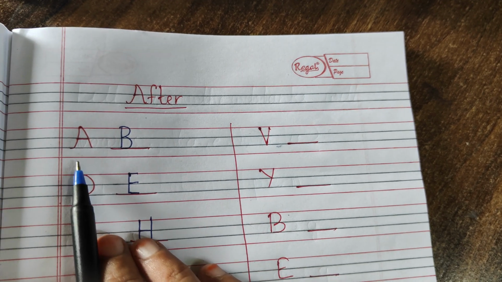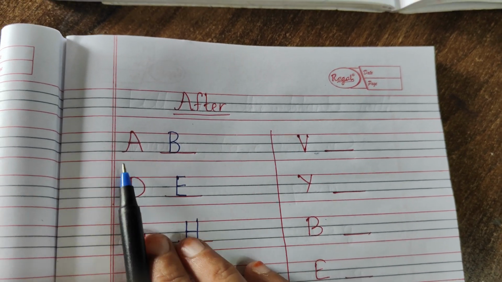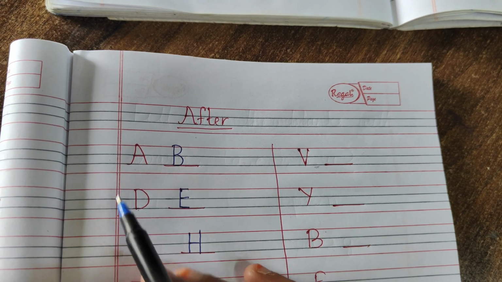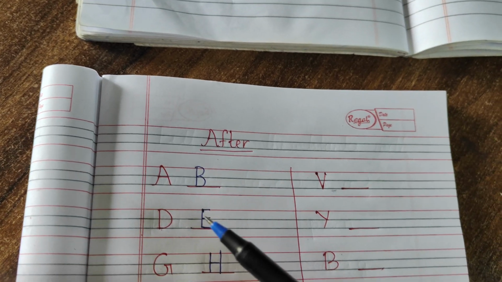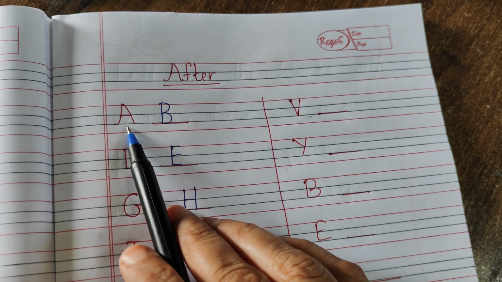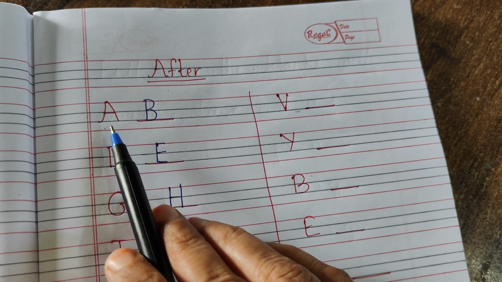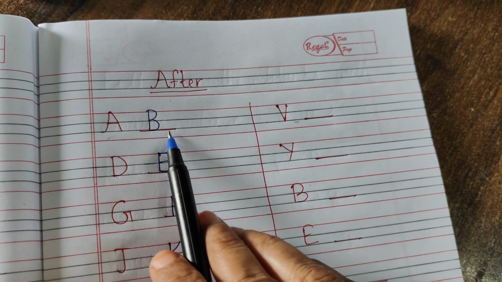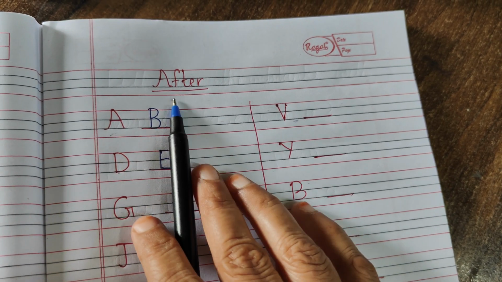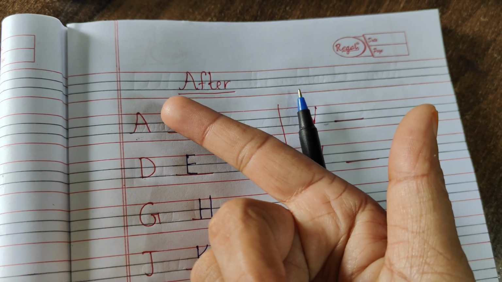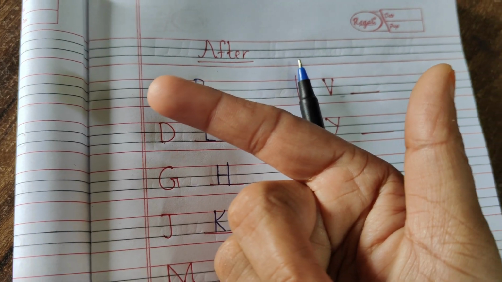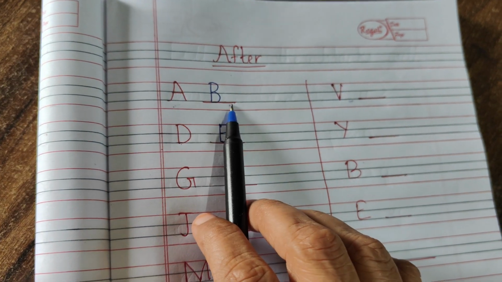Since we have done alphabets from A to Z, after means जो alphabet बाद में आता है. See, this is A. What comes after A? A के बाद क्या आता है? B. What we say A, B. तो हम लोग A के बाद क्या बोलते हैं? B. तो what is the after of A? B.